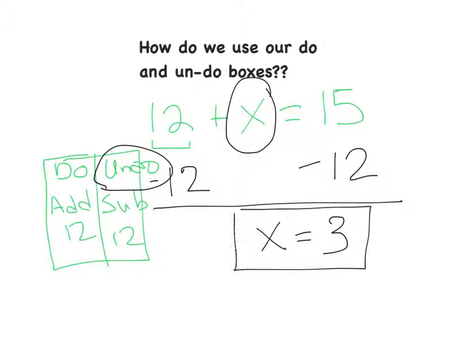X equals 3. When we solve an equation, the most important part is to check it. Check to see if our value of x works. So when we plug x in, we get 12 plus 3 equals 15. And I know that 12 plus 3 equals 15, and 15 equals 15. So I have checked my answer of x equals 3, and it looks good.